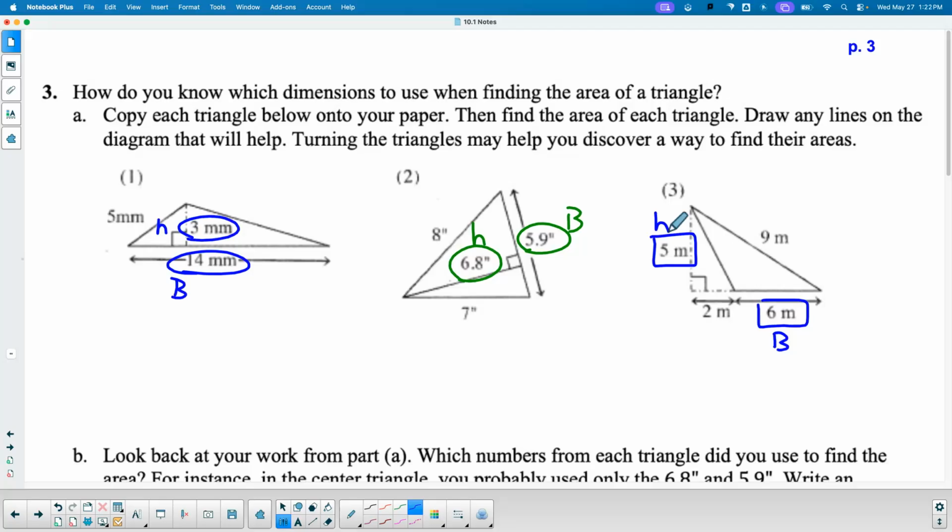And in number 3, I'll outline it here in purple. Okay? Here is the actual triangle. So whoever said 8 first, 8 is not part of the triangle. So it's got to be a part of the triangle. Okay?